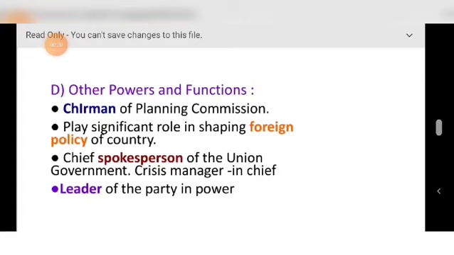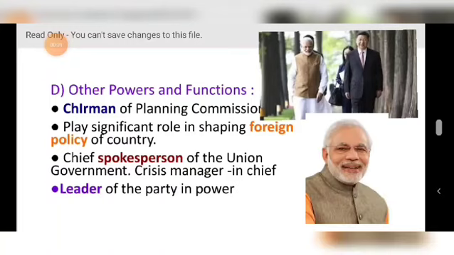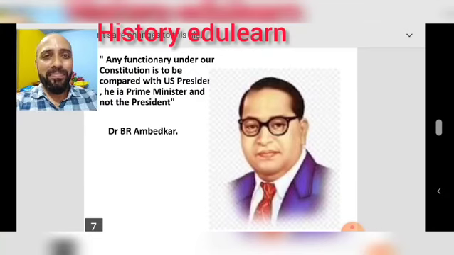He is the chairman of Planning Commission. He plays significant role in shaping foreign policy of the country. Prime Minister is chief spokesperson of the Union government, crisis manager in chief, and leader of the political party in power. With this, we understand Prime Minister is the most important de facto leader of Indian government.